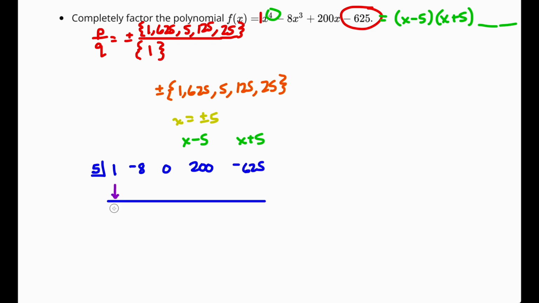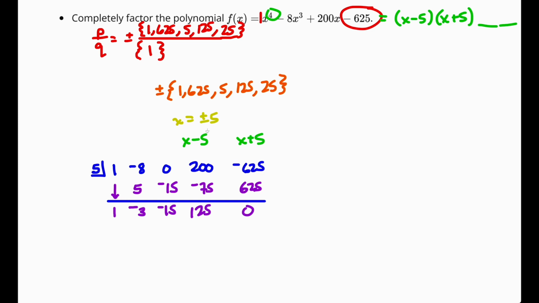We're going to drop this down, put the 1 there, multiply by 5, add down, multiply again, negative 15, add down, multiply again, you get negative 75, add down, multiply there, you get 625, 0, which you should get a 0 on this because technically it's a factor, there should be no remainder.